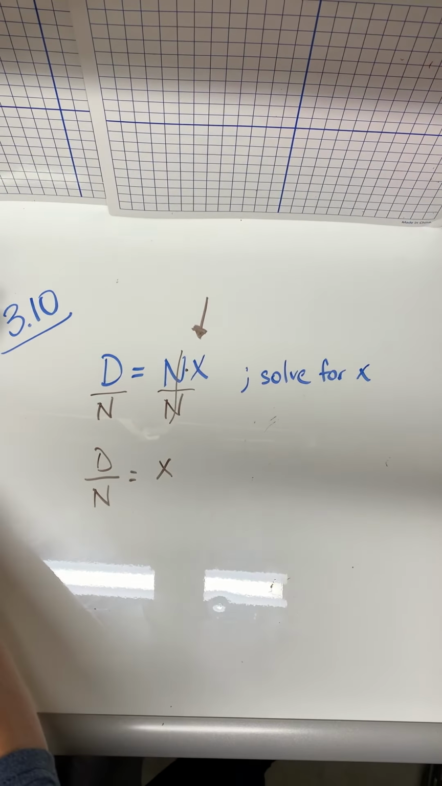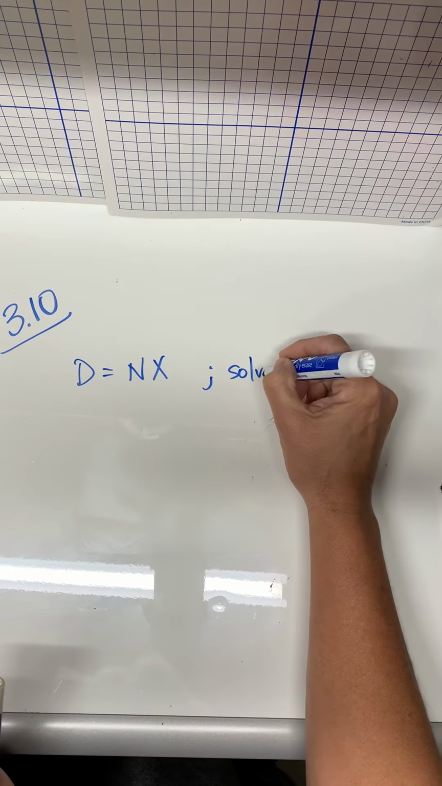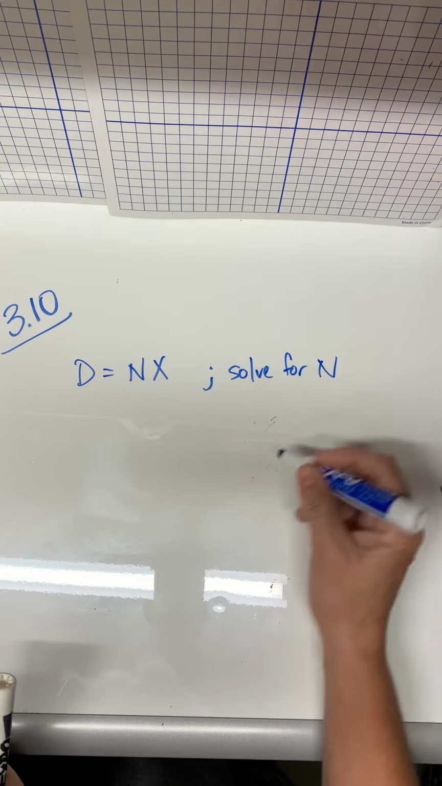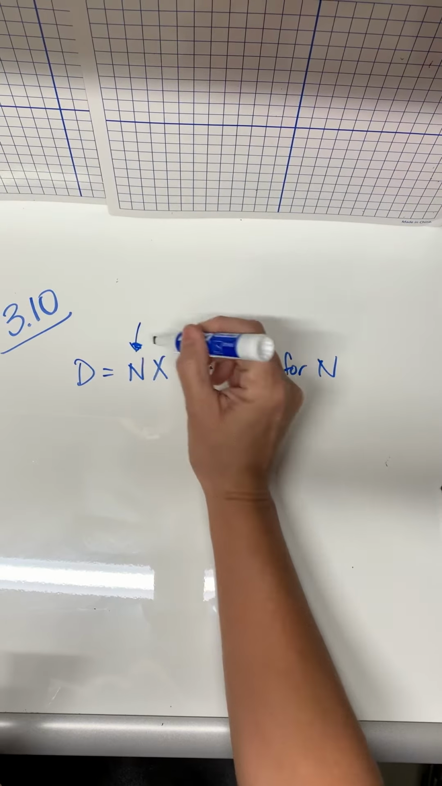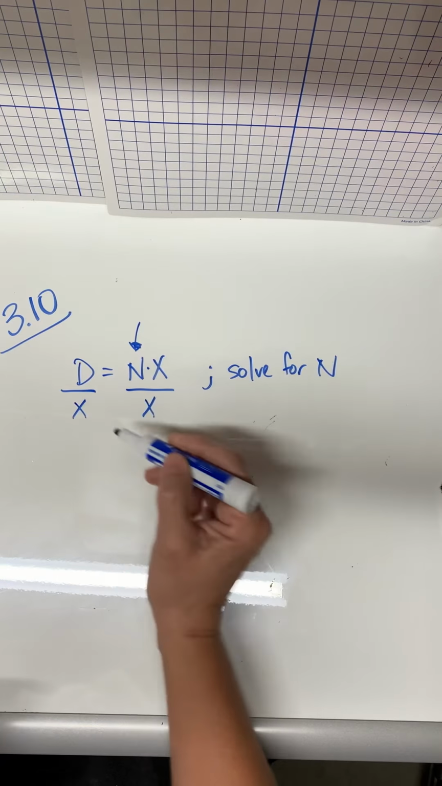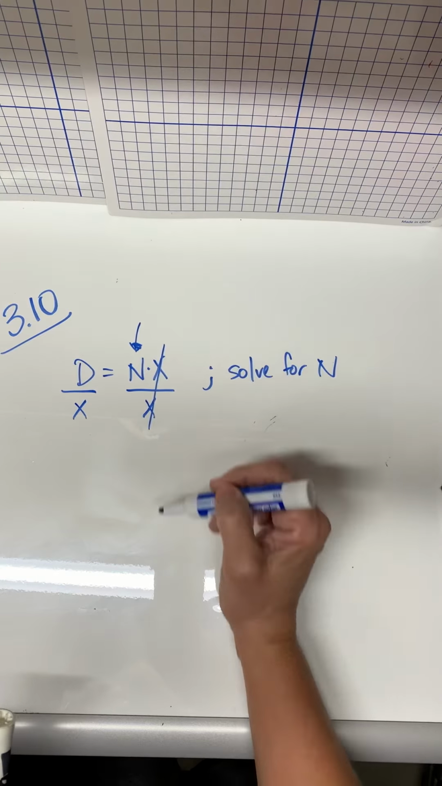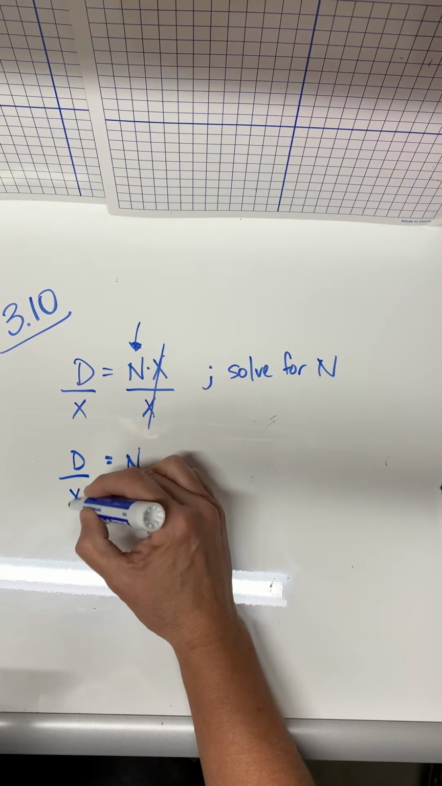Now, for instance, what if I wanted to solve it for n? So if I have d equals nx, and I wanted to solve for n, then that means I want to get the n by itself. So what's next to it is the x. It's connected with multiplication. I would divide to undo the multiplication. Whatever I do to one side, I do to the other. That cancels, and I'm left with n equals d over x.